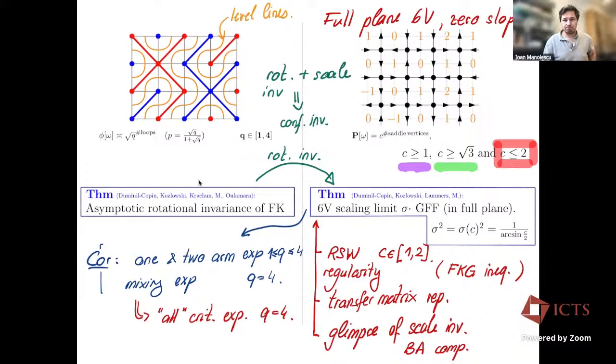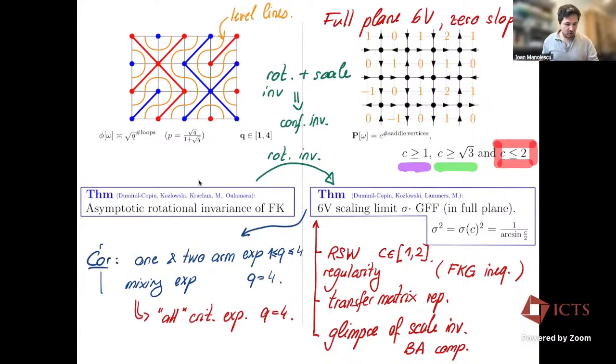Okay. So now what I'm going to do is go a little bit towards the proof and show you a very brief overview of what goes into the proof. And I'll start with the element and the computation that gives us this glimpse of scale invariance and the requirement that C is below 2.